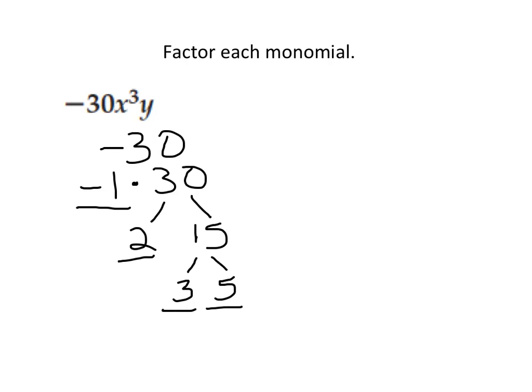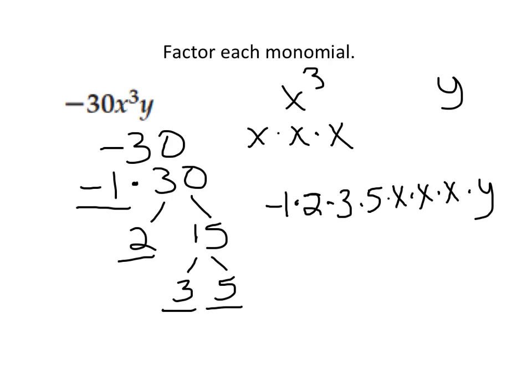Let's work on our variables next. You see that x cubed. The base is x. That means I take x 3 times and multiply them together. And of course, y to the first is by itself. There's no need to write anything else.